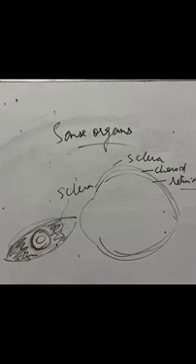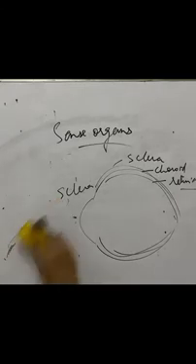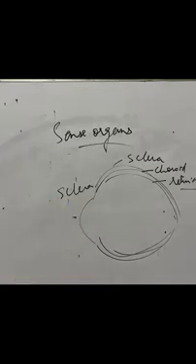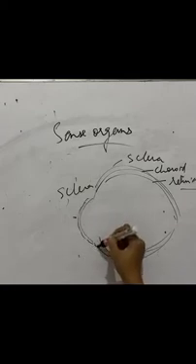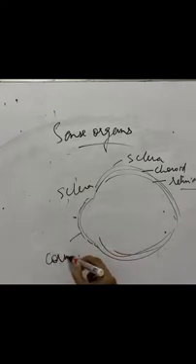That region where the sclera is not white but transparent is known as cornea. So the sclera is running throughout the eye. It is white in color, but it makes itself clear from this region, and this region is known as cornea.